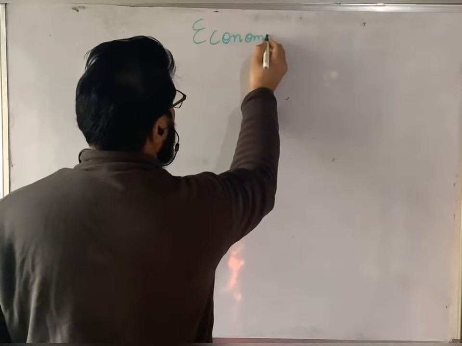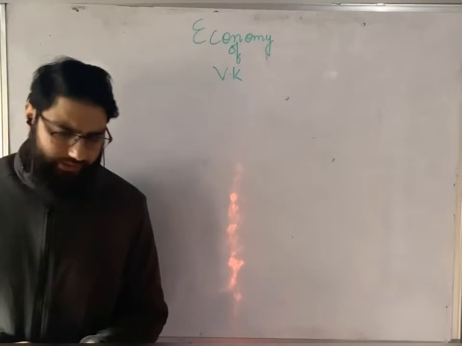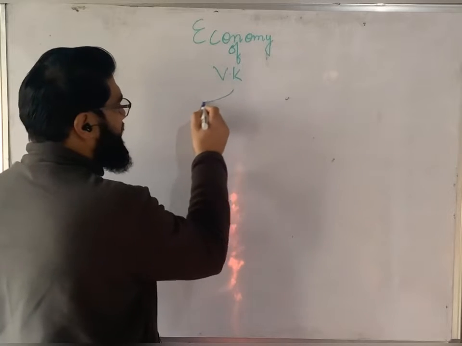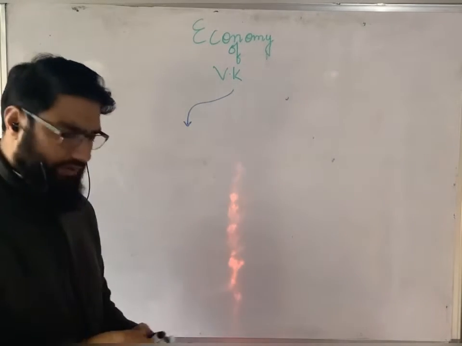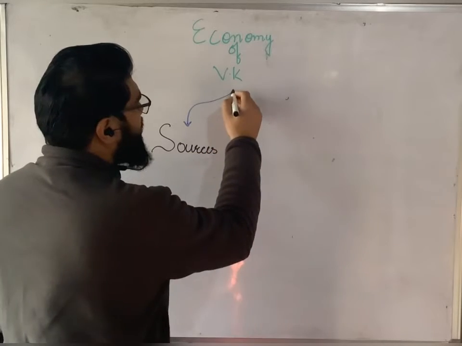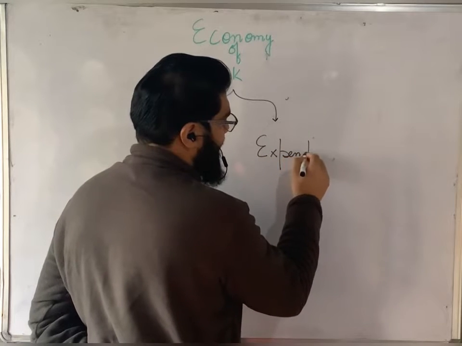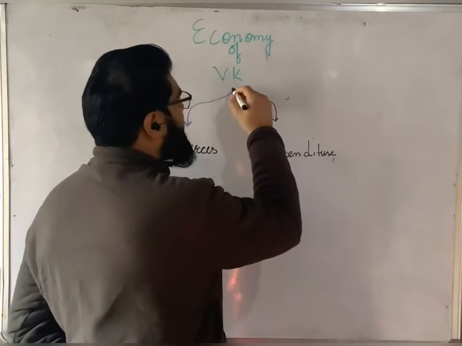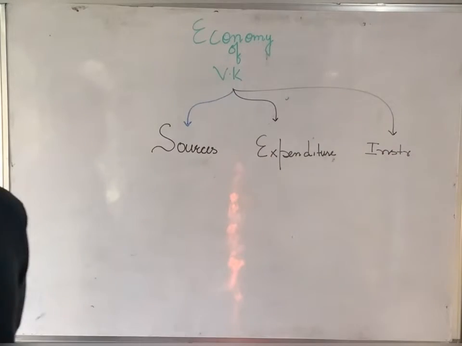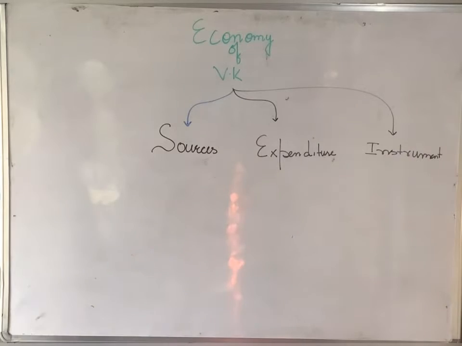Economy. Usually, how do we write the answer with respect to economic aspects? We try to understand it on three particular aspects. One aspect would be sources of revenue. The other would be expenditure. And the third would be instruments, meaning what are the various instruments involved in such activities? And usually we have to fragment these economic topics like this.